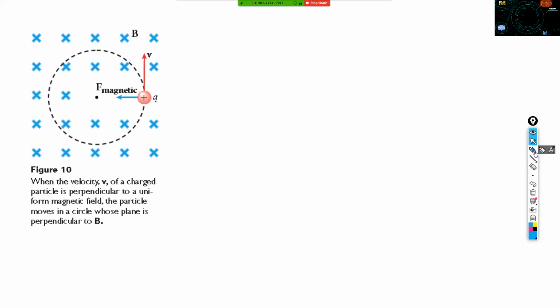This would be my thumb. My fingers would be into the page, and my palm would be facing in this direction. Then you would start to get a nice circular motion. If you go back to our centripetal motion, there is your centripetal force causing it to continually curve. If you cut that off, it's going to launch.